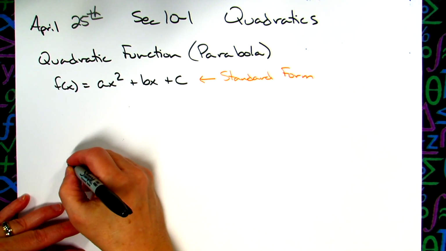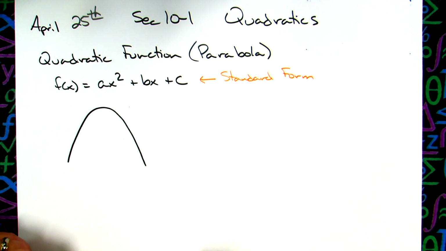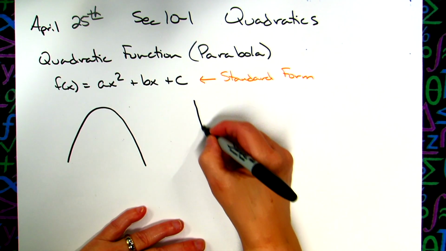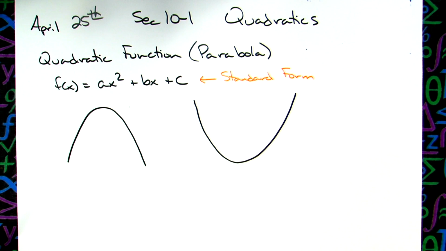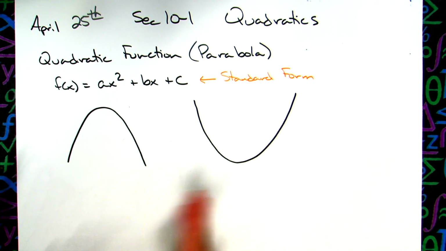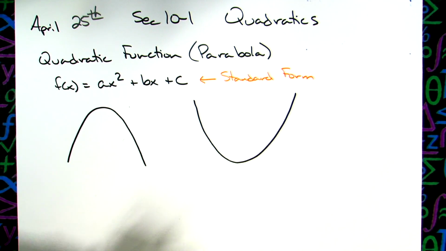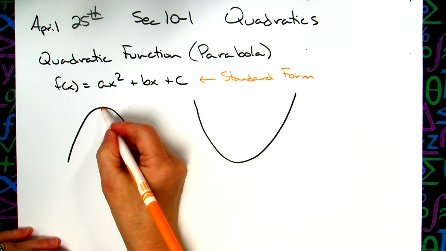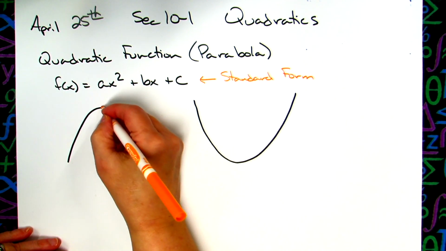Okay, so we could have a parabola that looks like this upside down. We could have a parabola that looks right side up. Okay, and I made both of these pretty wide. They can be really wide, they can be really narrow, skinny. I did not put these on a coordinate plane because I just want the general idea of what the graph's going to look like.